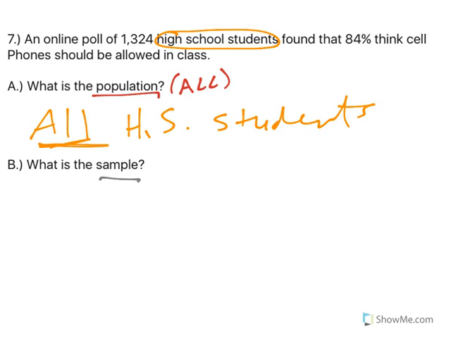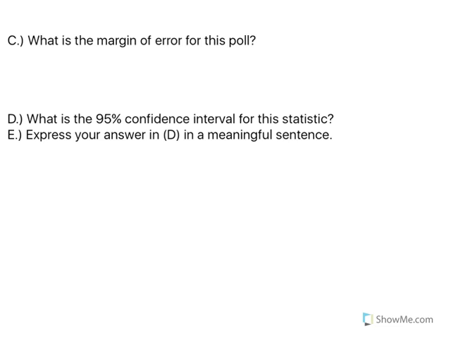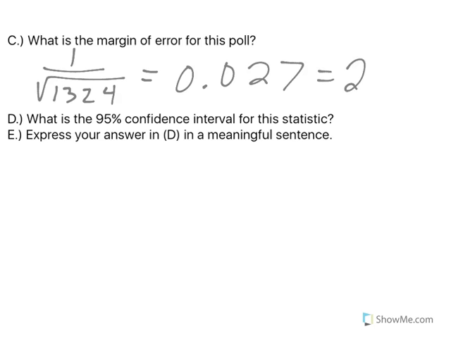The sample is the people you actually did talk to. Well, I talked to 1,324 high school students. So I always think about population has the word all, sample actually has a number. There's the difference between a population and a sample. What's the margin of error? Well, remember, margin of error is 1 over the square root of the sample size, which in this case is 1324. So I have 0.027, which is 2.7%.